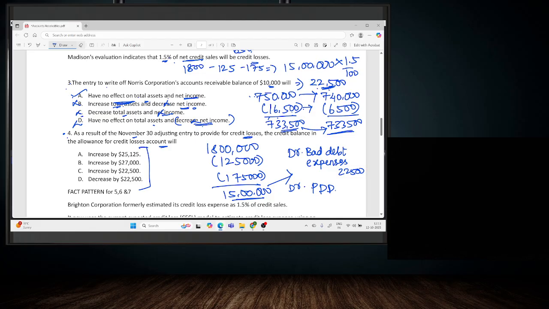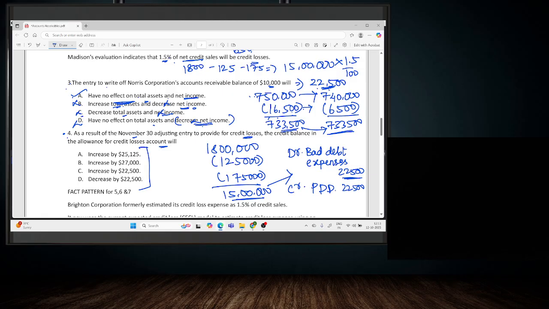Sorry, we should credit provision for doubtful debts. How many rupees? 22,500. So here what is happening? While estimating the bad debt losses, P&L is affected. While estimating the bad debt losses, this 22,500 will be debited to P&L.